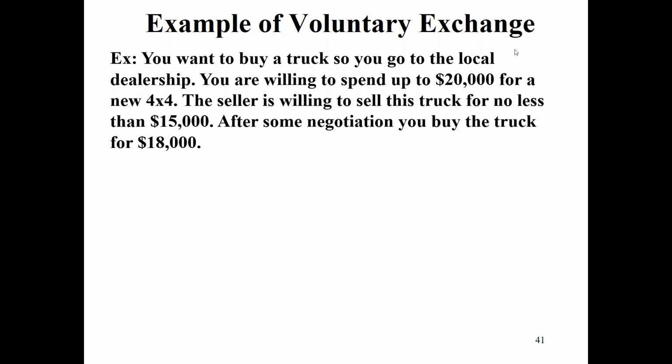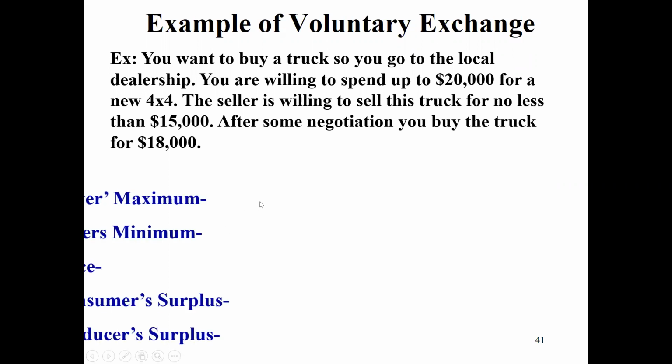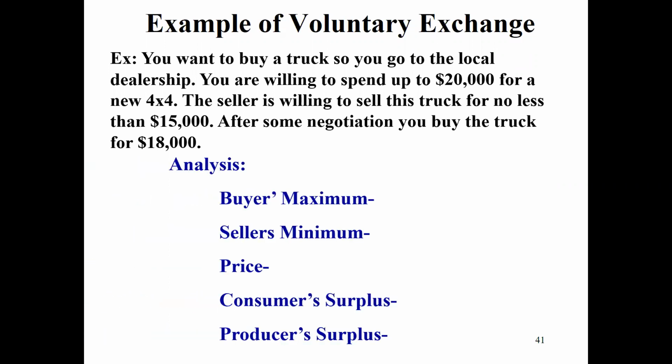Consumer surplus is okay. I've got some 2Ks, some 2,000. It's 2,000, right? Okay, the buyer's maximum 20,000. Well, there's the seller's minimum. The price. Consumer surplus is 2,000. All right, I'll give you another 15 seconds, and I'm going to ask you for producer surplus.